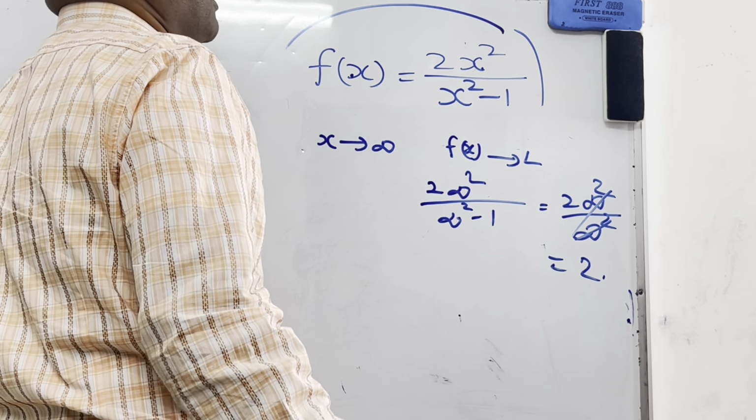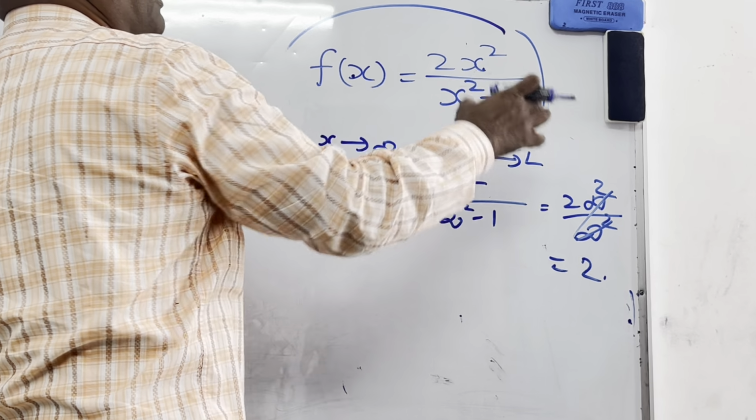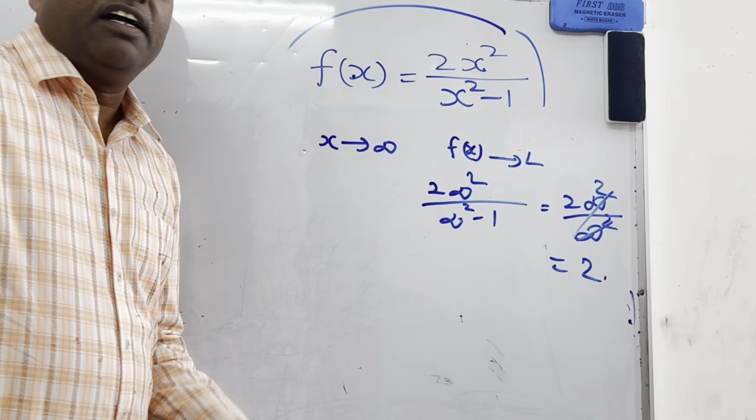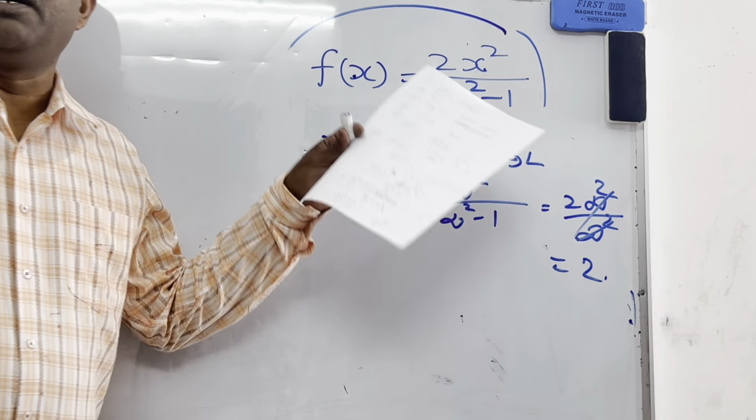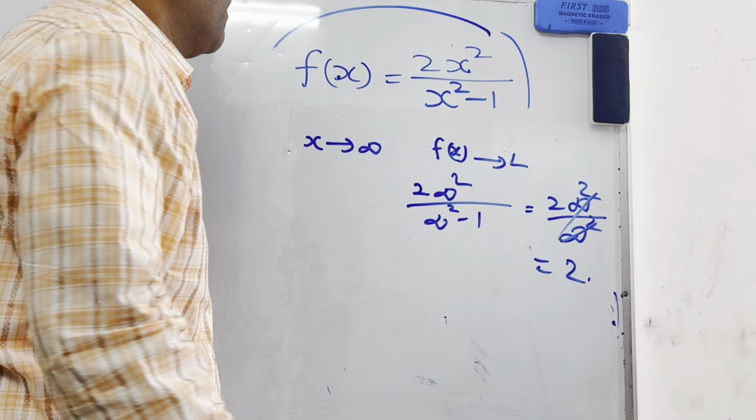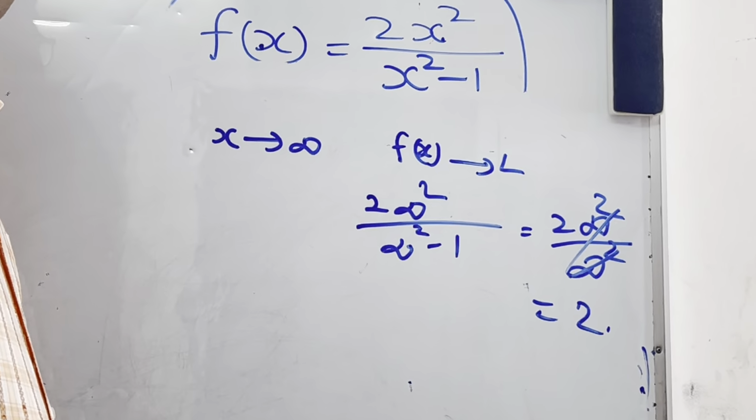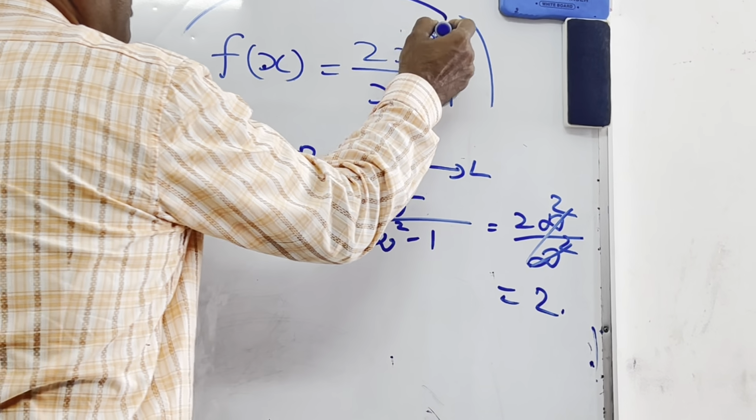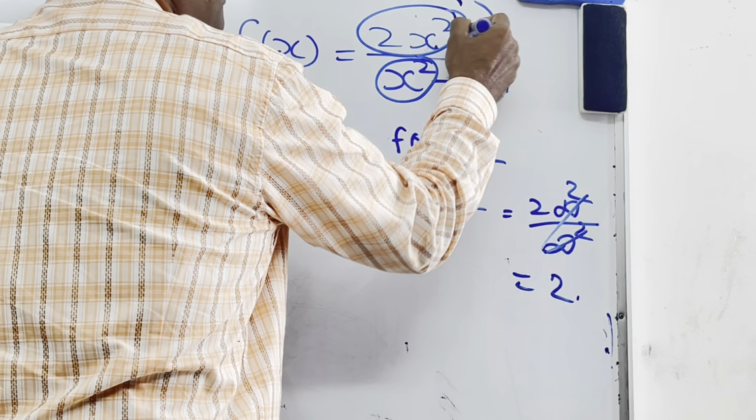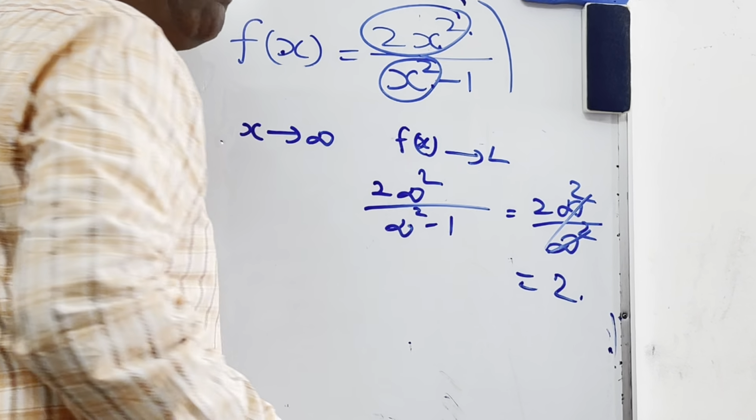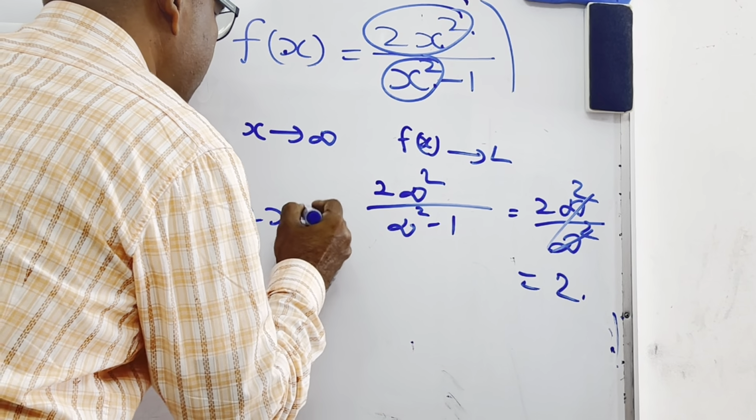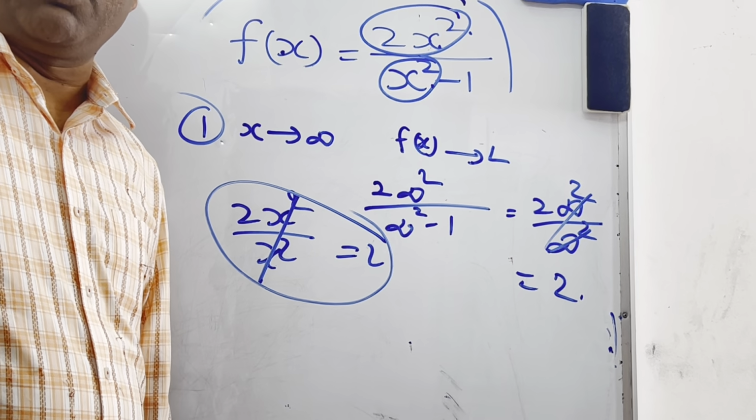Another simple way: compare the highest power of the numerator and the denominator, along with the coefficients. For example, 2x squared here, and x squared in the denominator. The highest power is 2x squared over x squared. This is another simpler way; the earlier one is as per the procedure. Okay. So we found the horizontal asymptote.